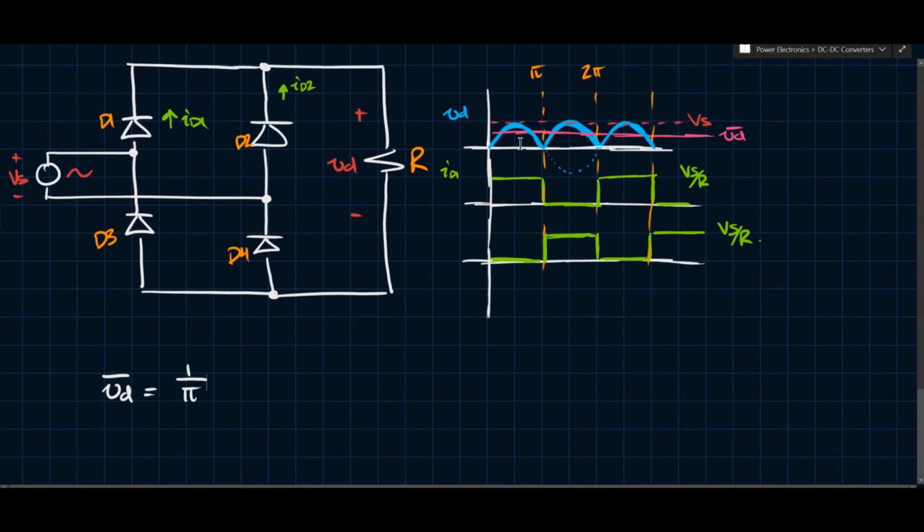The reason it's 1 over pi now is because this is now periodic with pi and not 2 pi anymore. So we're going to integrate this from 0 to pi and then divide it by pi, because that's the period. So it's going to be 0 to pi, and this will be Vs sine omega t d omega t, and this ends up being equal to 2 Vs over pi.